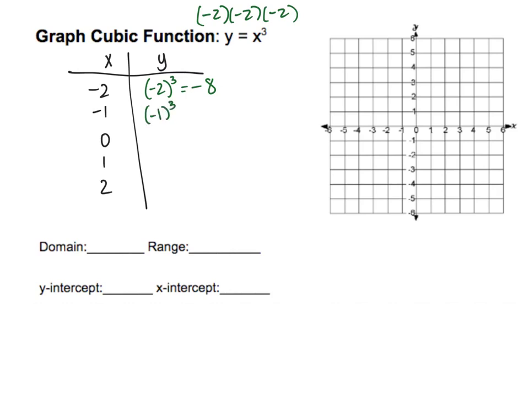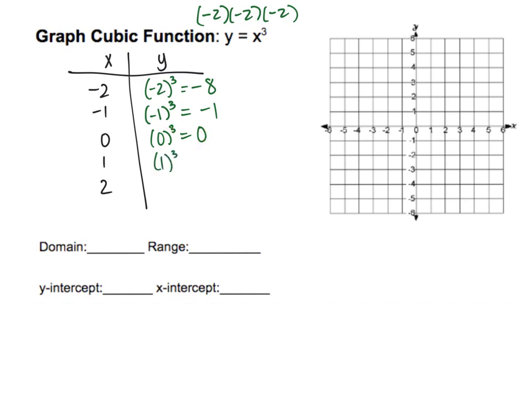If I plug in a negative 1 and cube it, I get a negative 1 because I'm multiplying negative 1 3 times with each other. If I take 0 and I cube it, well, that's like saying 0 times 0 times 0, which is 0. Anything that has a base of 0, so 0 raised to any power, will always give you 0.